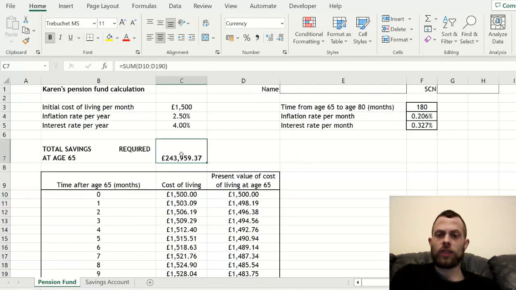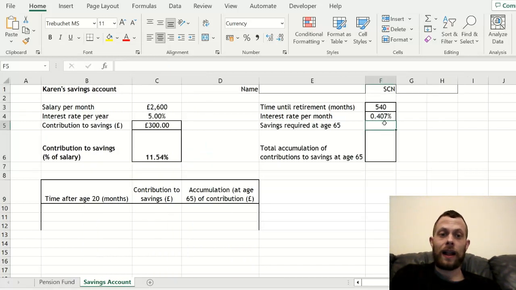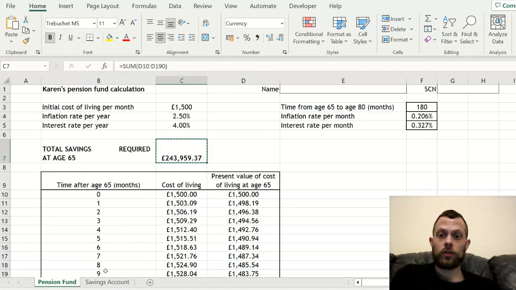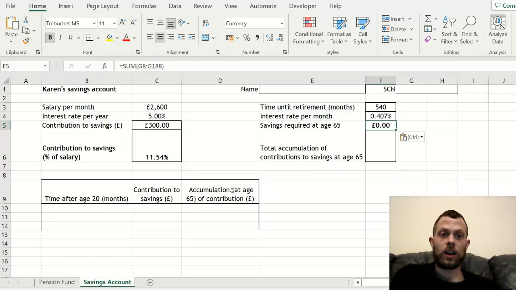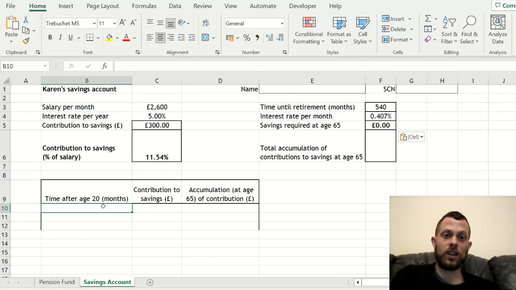Now I've tried copying and pasting the required savings, and I'm not doing this correctly, but you'll see later the correct way of doing it, because you see it's saying 0, which is wrong.